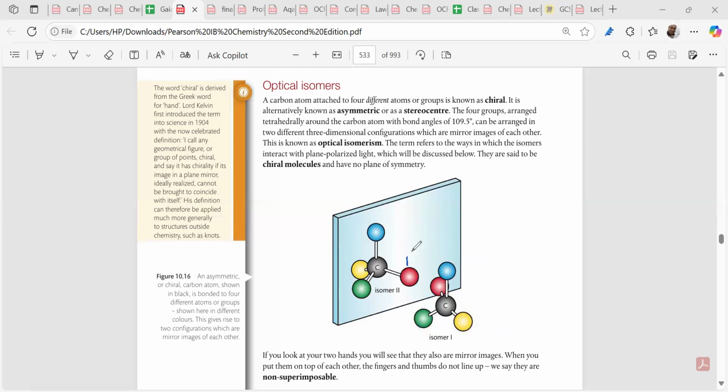Can you see this? This is in the front side. This is in the back side. So these will be giving rise to optical isomerism. What is optical isomerism? Optical isomers are those isomers which will be rotating the plane polarized light in opposite directions. And what is plane polarized light?